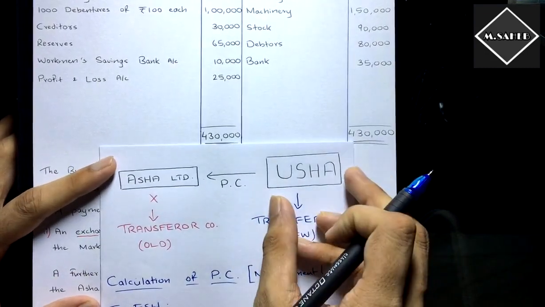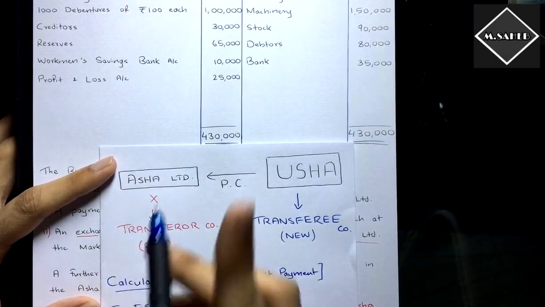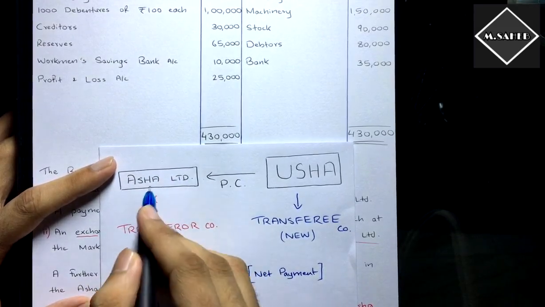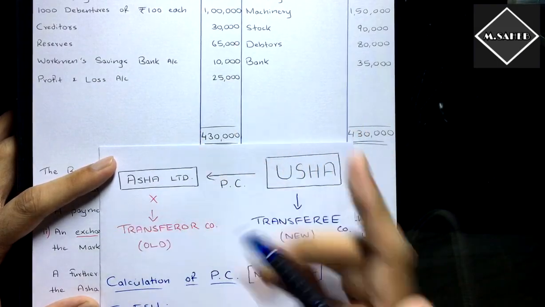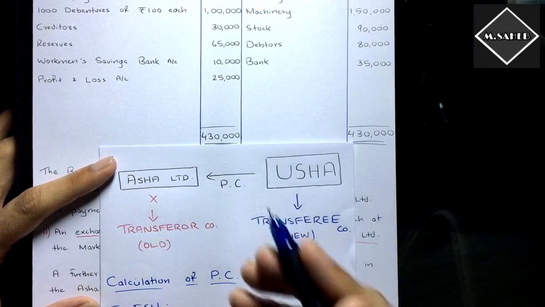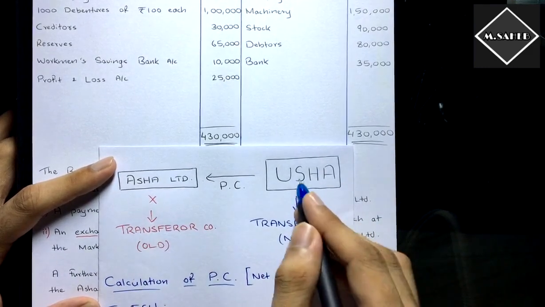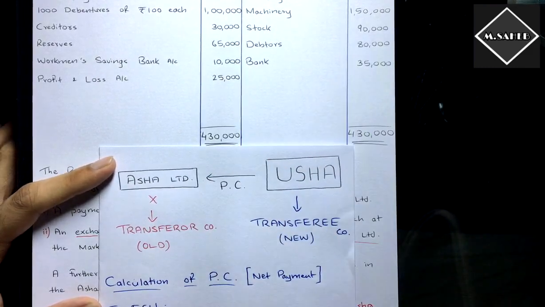What they are saying: Usha company, shareholders of Asha company, if you people have 1 share in your Asha company, I am going to give you 4 shares of my company. If you have 1 share of Asha, we, Usha company, will give you 4 shares of Usha company.